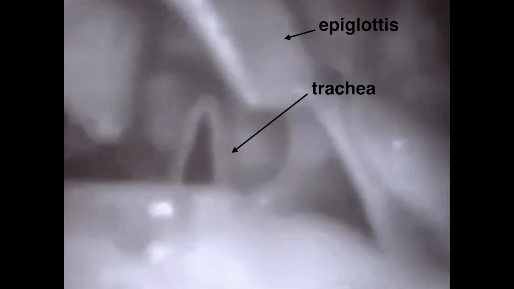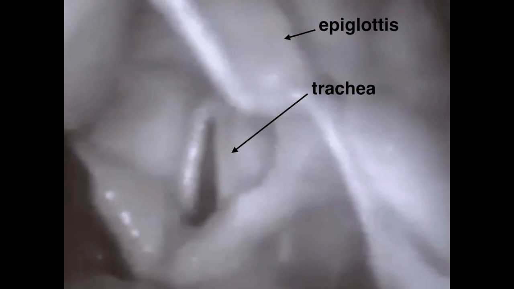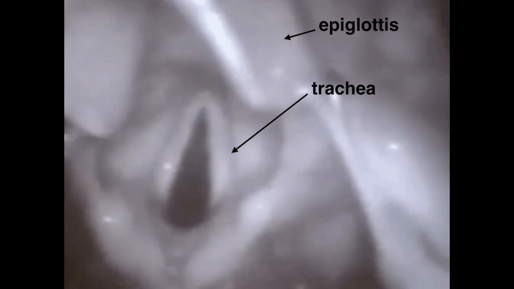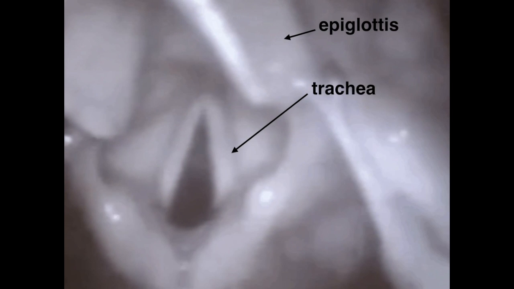Once the vocal cords are identified, the ET tube is passed in between them into the trachea. It is important to note that the esophagus lies posterior to the larynx, and one must make sure the ET tube does not end up in there.